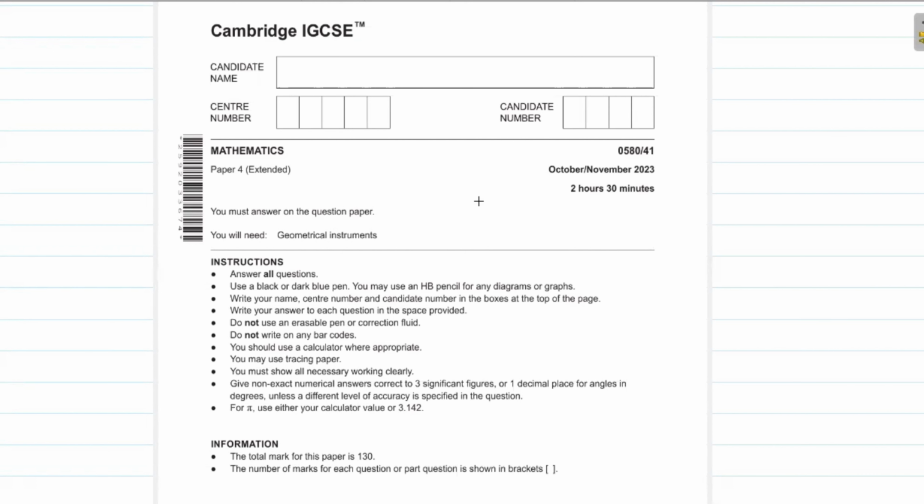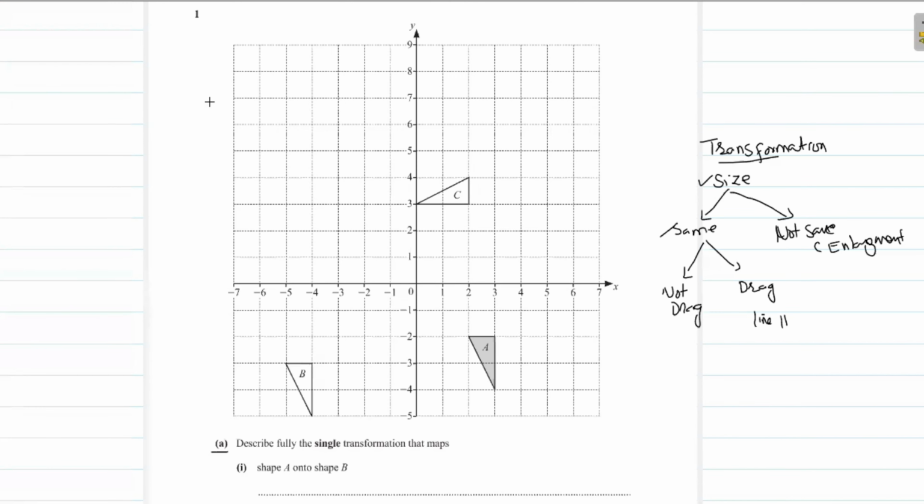Now let's start the questions of this paper. Question 1 part A: describe fully the single transformation that maps shape A onto shape B.